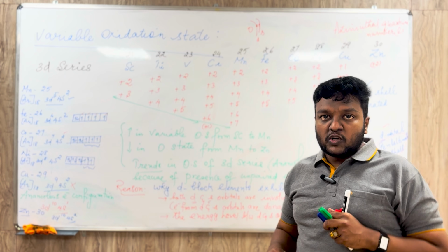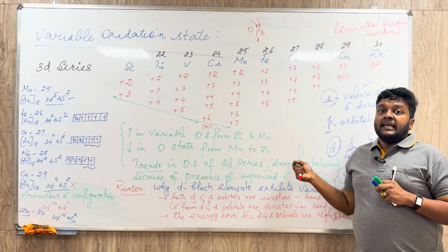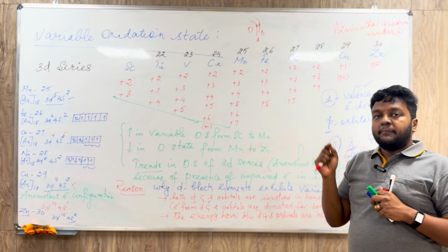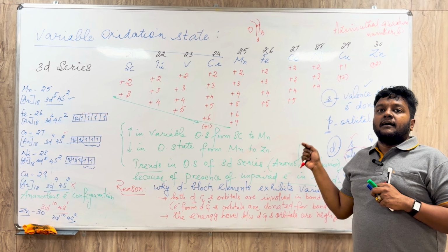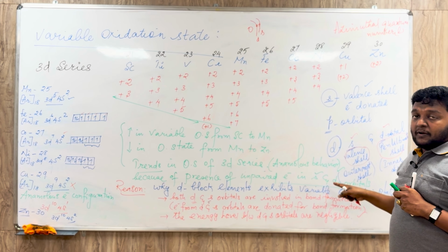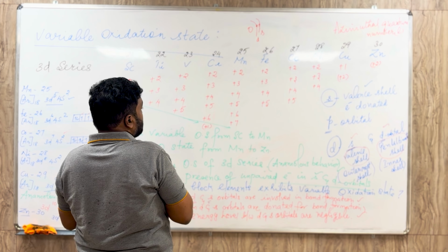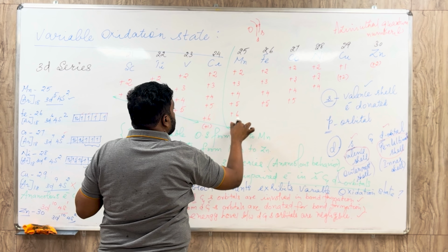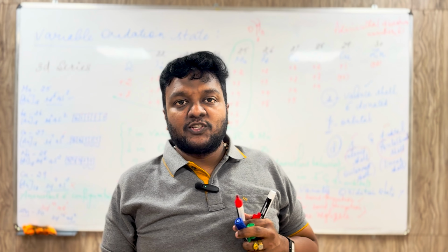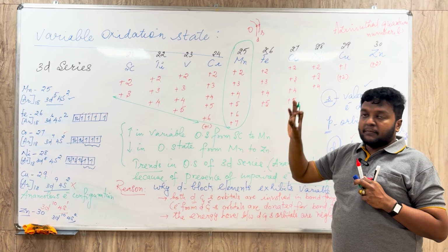Where are these unpaired electrons present? The unpaired electrons are present in the d orbitals, excluding the case of chromium and copper, where the unpaired electrons are present even in the s orbital as well. Can you understand this one? Variable oxidation state. So manganese exhibits the maximum oxidation state, being present at the middle, due to the presence of the maximum number of unpaired electrons.